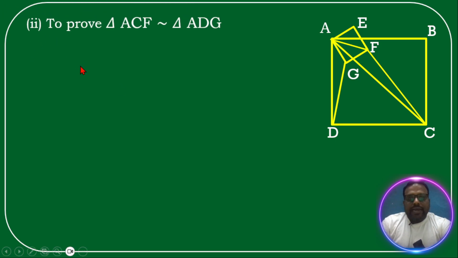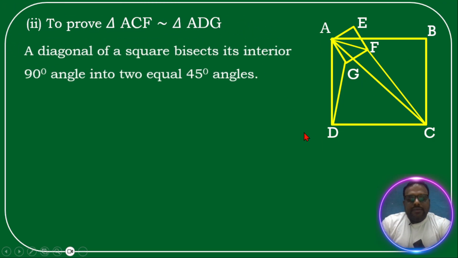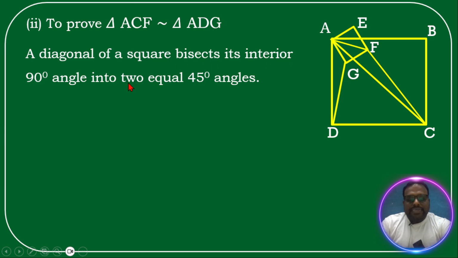So we have to prove triangle ACF similar to triangle ADG. Now when we have to prove this, we are going to use one important scenario in a square, right? That is, every angle of a square is 90 degrees. Now when you draw a diagonal, the diagonal bisects that angle of 90 into 2 equal halves, that is 45 each. That scenario we will use right now. So a diagonal of a square bisects its interior 90 degrees angle into 2 equal 45 degrees.